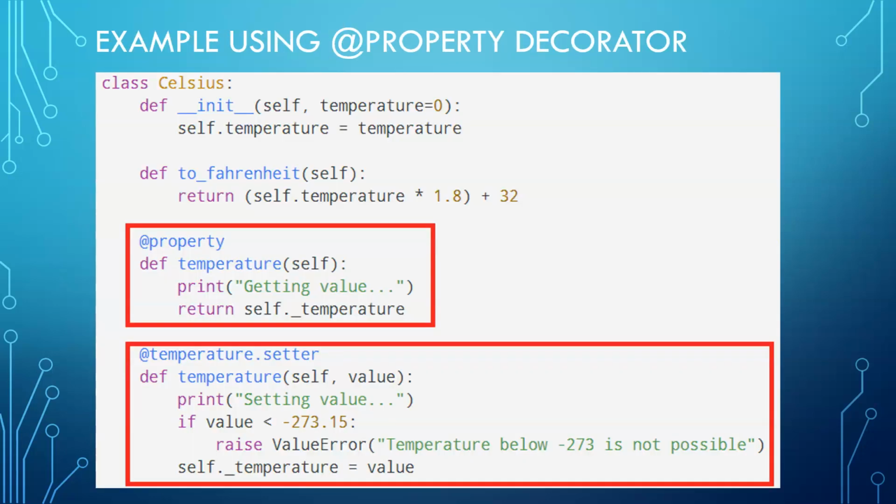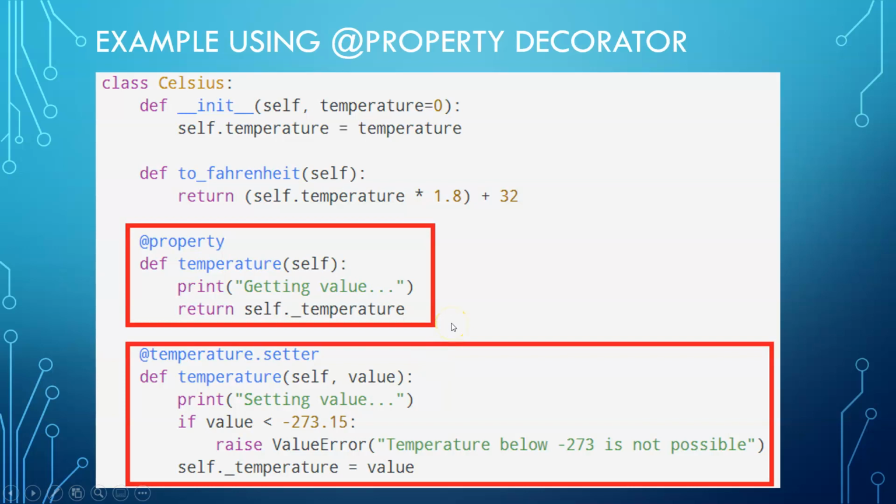For that same Celsius class that I created above, instead of adding getter and setter methods, I've created a property decorator right here. That property decorator takes the name of the attribute, which is our temperature, and returns that value to whatever program calls it. Then I've created a temperature.setter, and what that does is you pass a value into this setter, and the setter updates the value of our temperature data attribute.